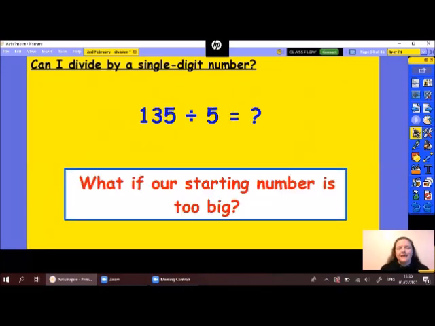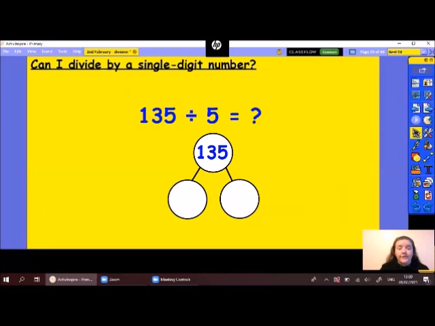But what if it's trickier than that? What if our starting number is too big? So we've got 135 divided by 5 here. And if I try the method that I've just taught you, 135 at the top, and then I know that 10 fives are 50 and I put it there, well, how much have I got left to put in the other arm of our part-whole diagram?